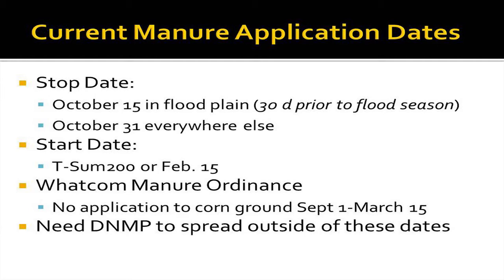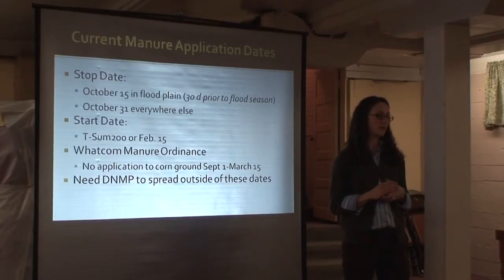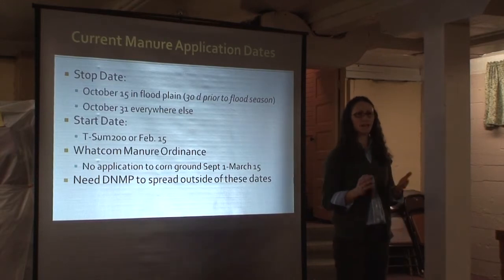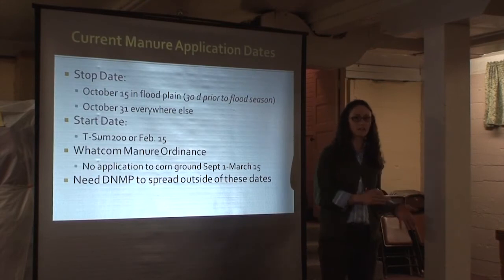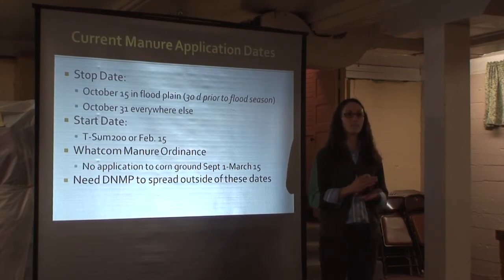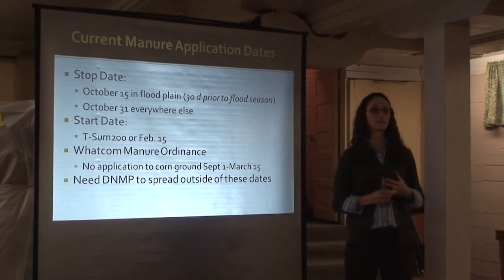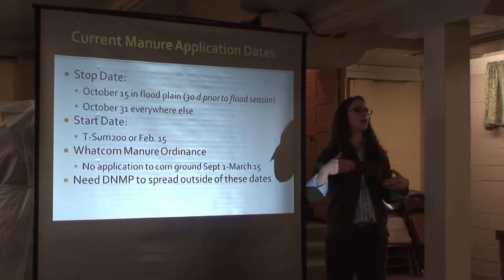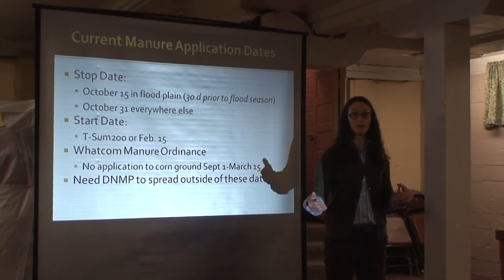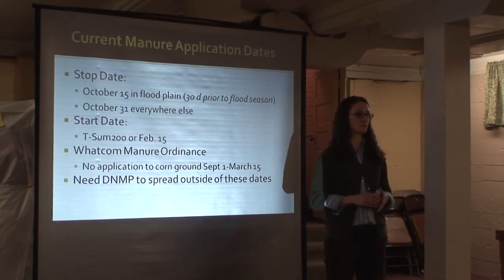For the majority of you, the stop date for manure application was set around 1998 via a couple of different practices, the manure ordinance and good guidance in your management plans, to stop application for everybody October 31st, October 15th if you live in the floodplain. And that one is important, the October 15th, because that was set at 30 days prior to the estimated annual flood time. So you want 30 days of absorption before you're in a flooded area.